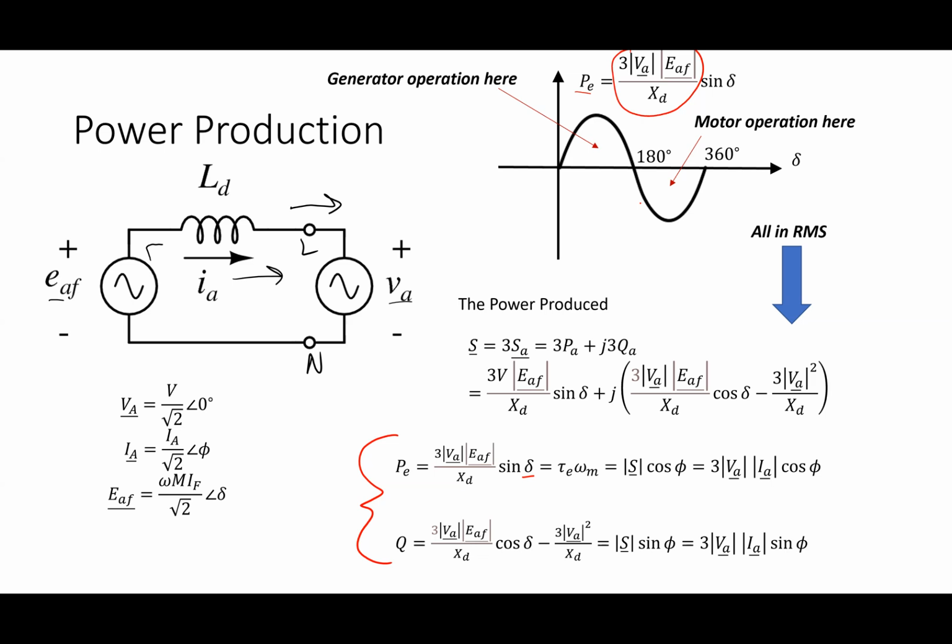There is a maximum amount of power that's going to come out of this thing. What angle delta would give the maximum amount of power?